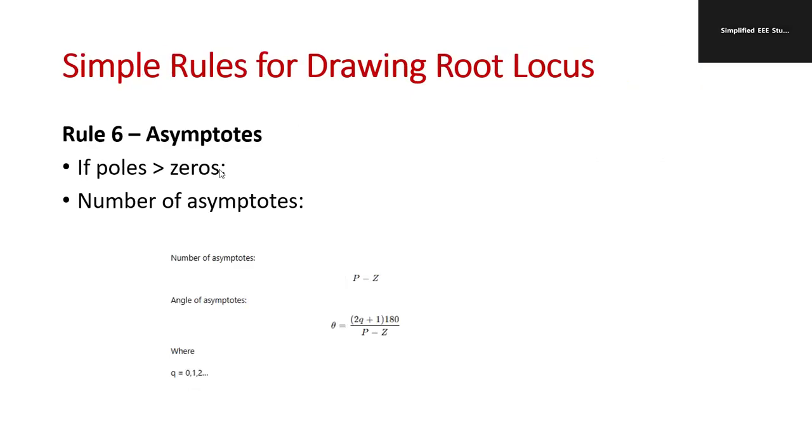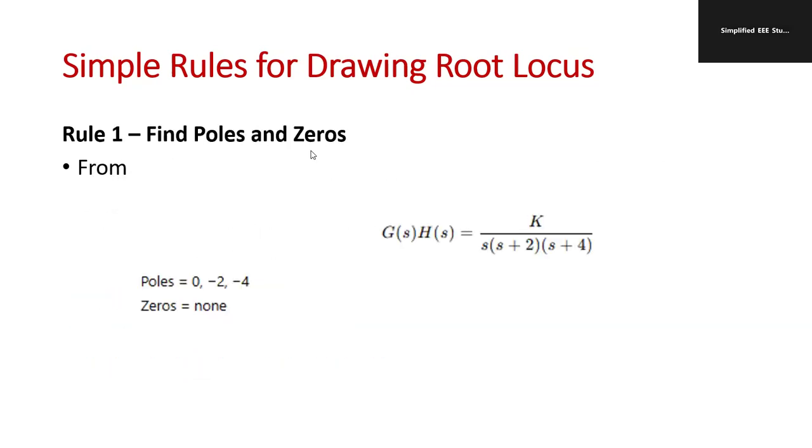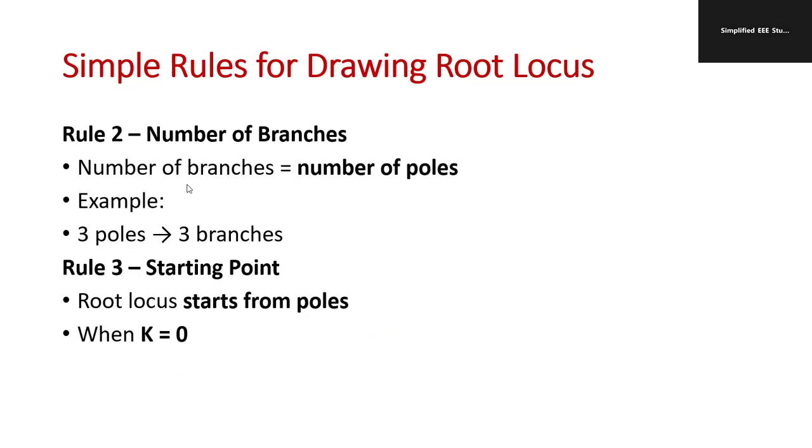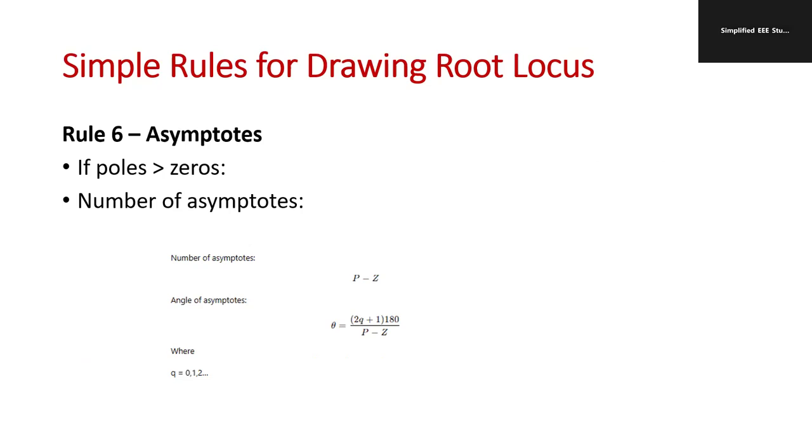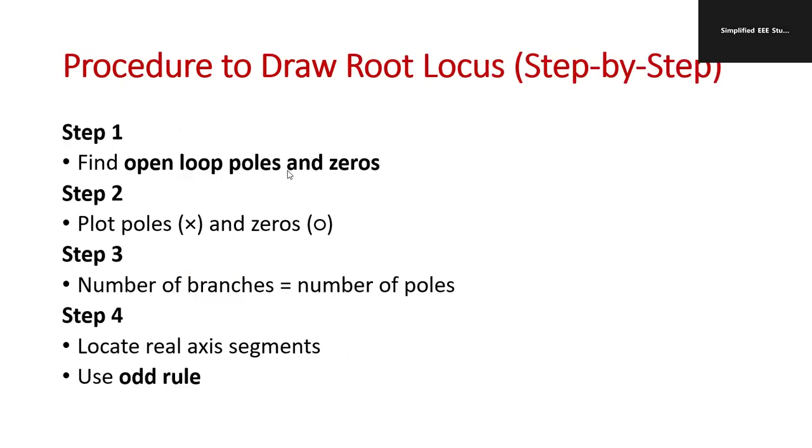So these are the important rules you should take care of while drawing the root locus. Kindly recall those rules: computation of poles and zeros, determine the number of branches, identify the starting and ending points, then follow the real axis rule where the exact root locus lies, then calculation of asymptote, the angle of asymptote and the number of asymptotes. Explain the procedure of drawing the root locus.